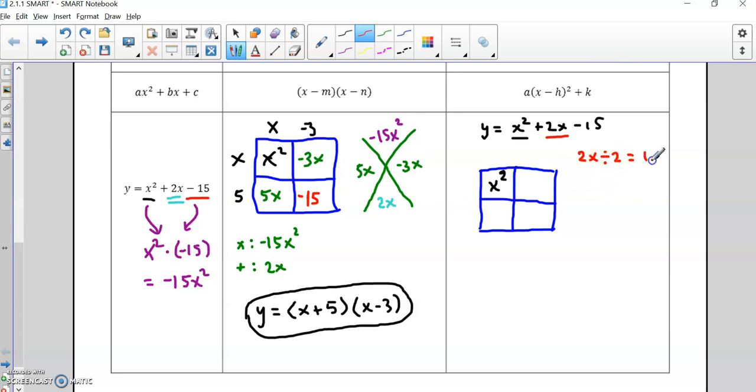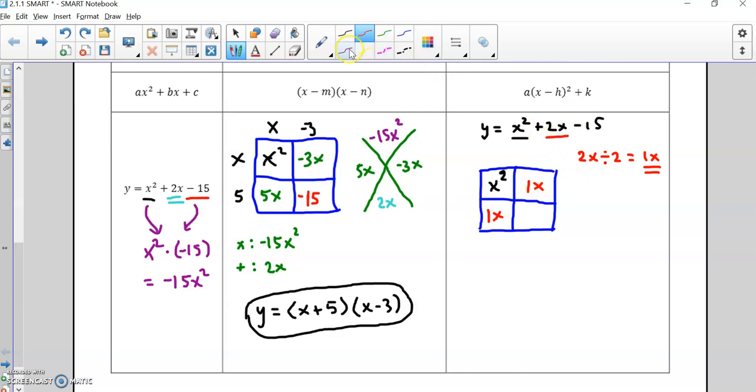That equals 1x. So you're going to take that 1x and put it in each of these boxes. What we just did was take this middle term and split it into two to fill in these two boxes. Every time, that's what you'll do: take the middle term, divide it by 2, and 1 goes in each box.